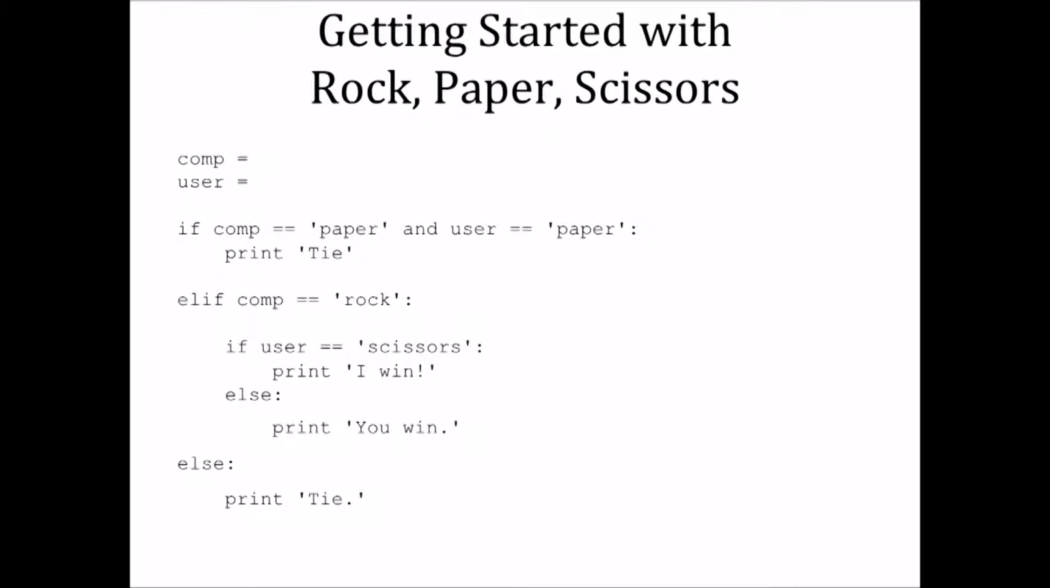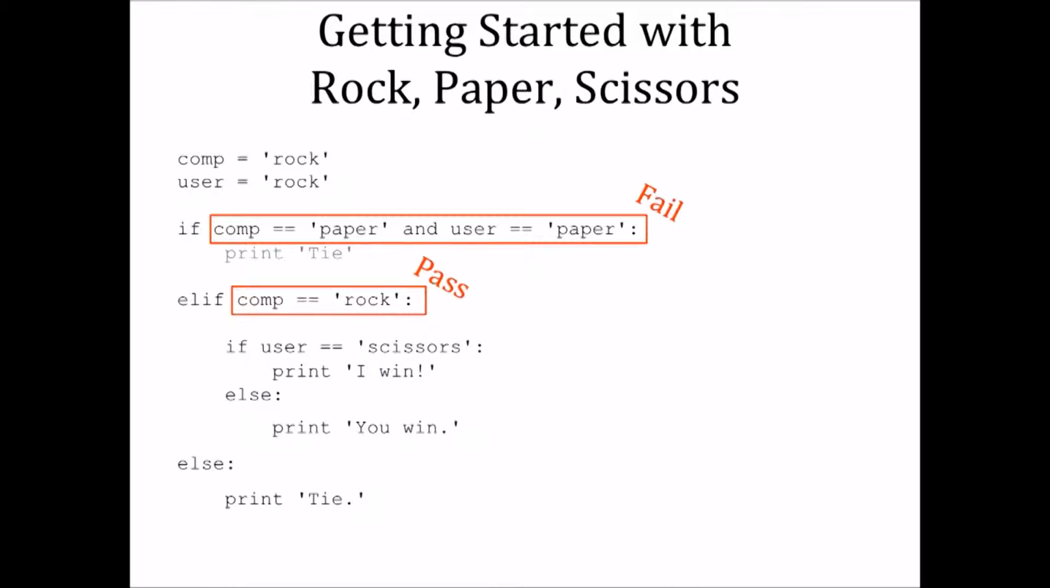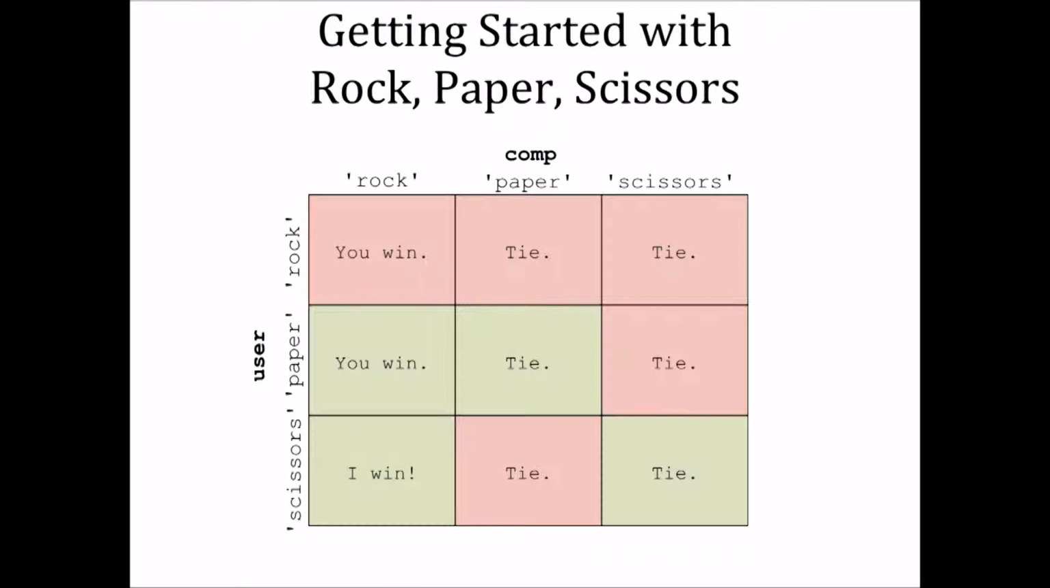What does this program print this time? The computer chose rock, and the user chose rock as well. The first test will fail, so its code will not be run. The second test will pass, because the computer played rock. Now the code inside the block will run. The first test fails because the user did not play scissors. Now we go to the else case, which prints, you win. Clearly, the provided code doesn't work for all cases.